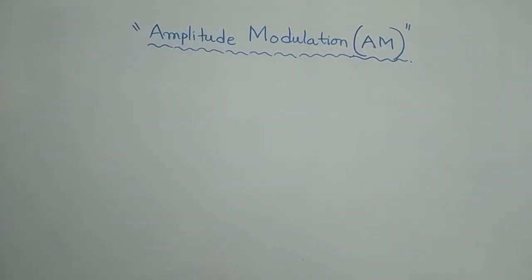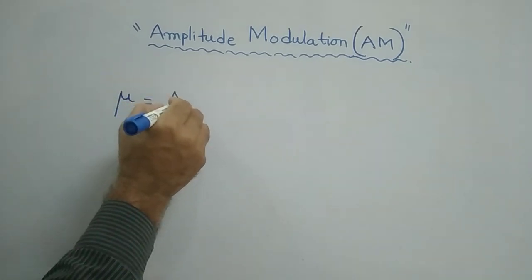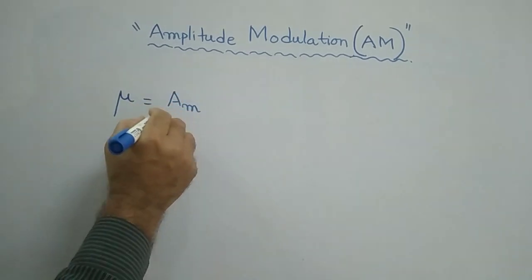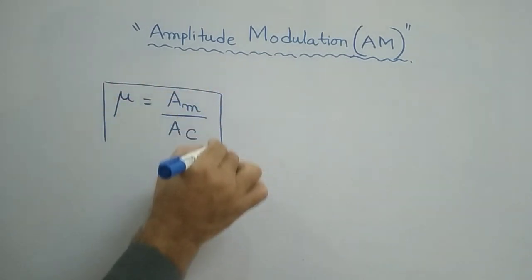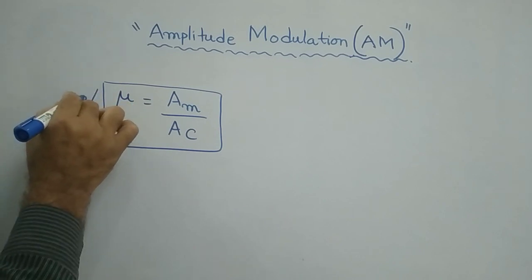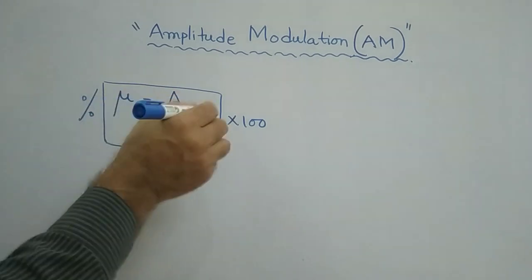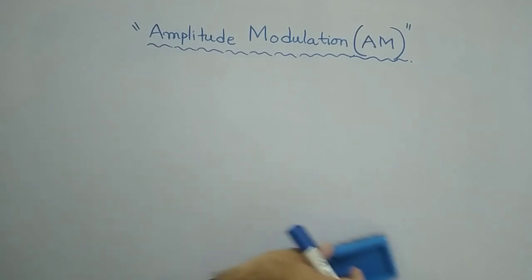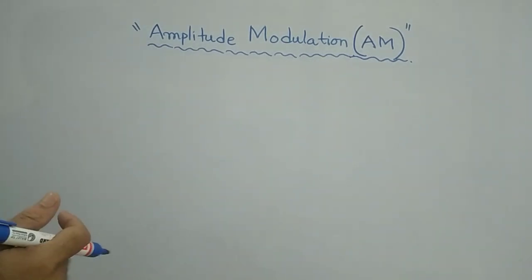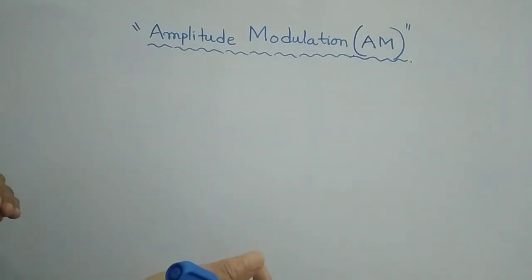As far as your competitive examination is concerned, remember this mu definition. Mu is equal to the ratio of amplitude of the message signal to amplitude of carrier. The percentage of modulation is this into 100. This is one of the important definitions of the modulation index. In the next presentation, I will explain how the under modulation and over modulation waveforms look.